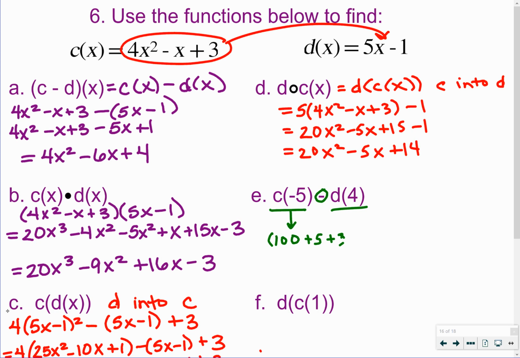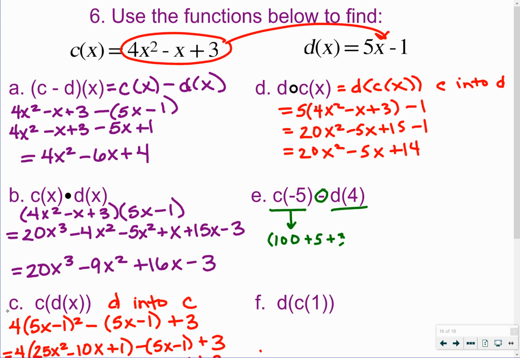So now I'm evaluating D of 6. So I'm plugging 6 into D, which would be 5 times 6 minus 1, 30 minus 1, or 29. So those are a little bit simpler. You use those numbers, plug some things in the calculator and evaluate. Okay. Questions on that one with all the combining, composing stuff?